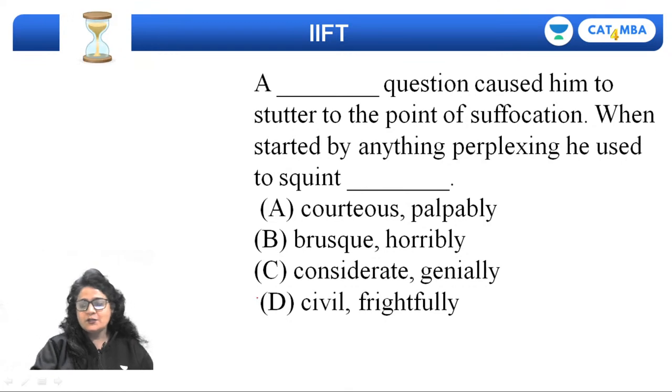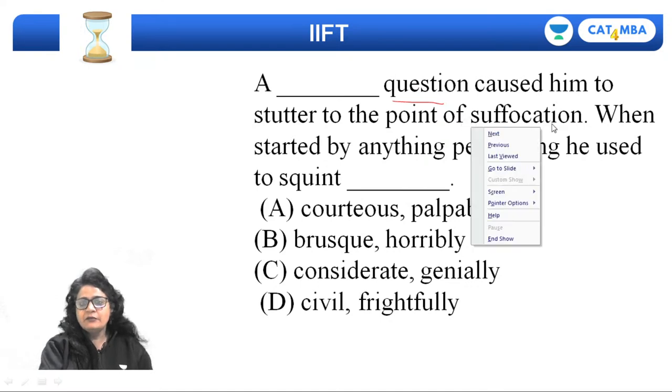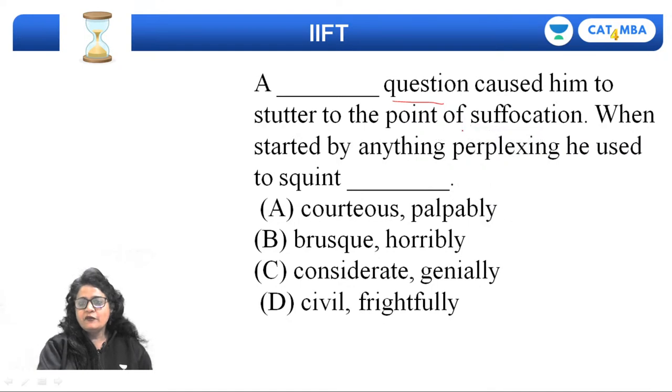Alright, so in this question as well, you can easily eliminate the options if you understand the context well. The context is of things which are not comfortable, to the point of suffocation, right? So I need something which is negative. The word which is going to define the question has to be negative, something which is suffocating. When started by anything perplexing, he used to squint. This is also negative, right? So whenever he was confused by something perplexing, he would start to squint, dash. So genially is eliminated because the second blank is not going to have genially, friendly. He's not going to squint genially. Palpably, horribly, or frightfully. So all these three words can come.